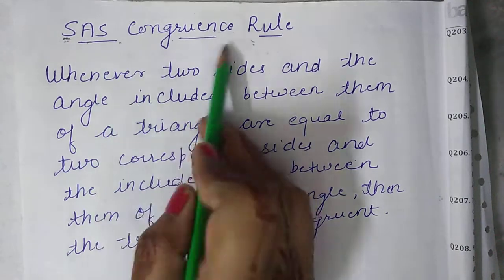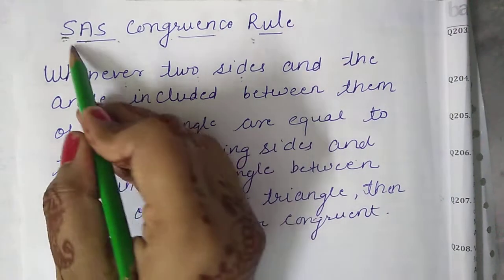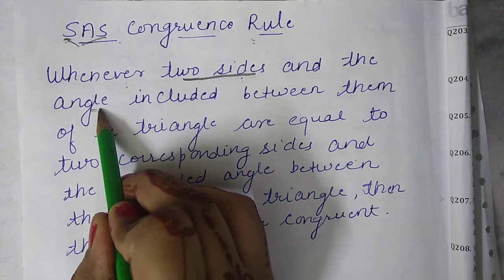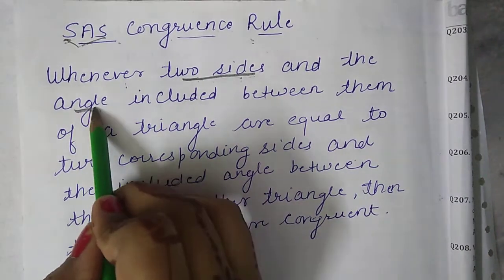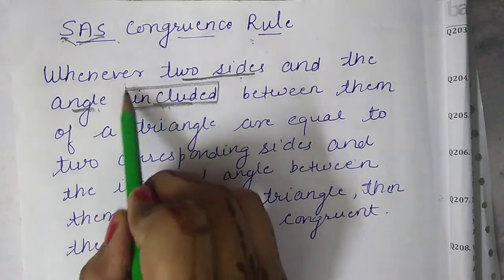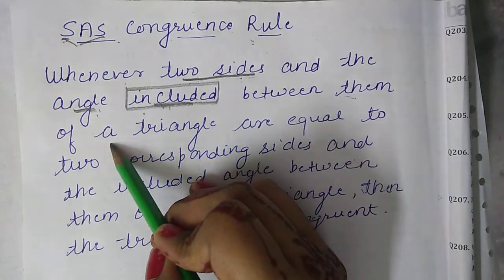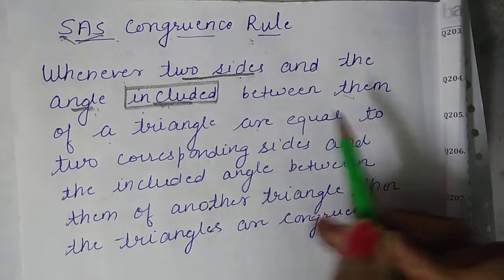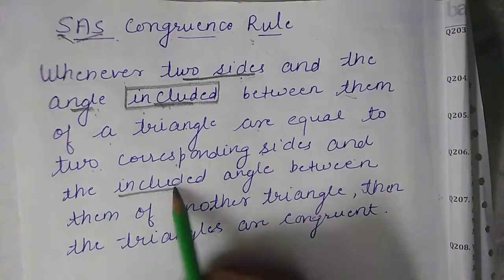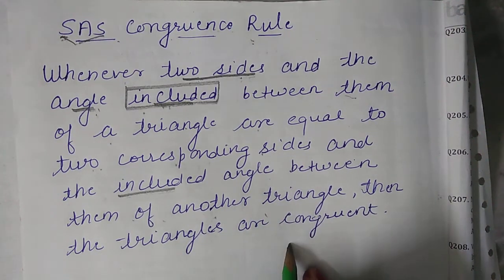Okay, what this rule states, it states that whenever two sides and the angle included, this word I will explain, the meaning of this. Whenever two sides and the angle included between them of a triangle are equal to two corresponding sides and the included angle between them of another triangle, then the triangles are congruent.